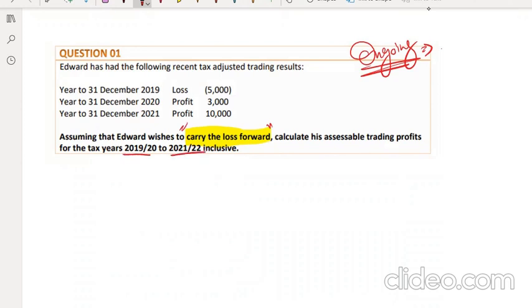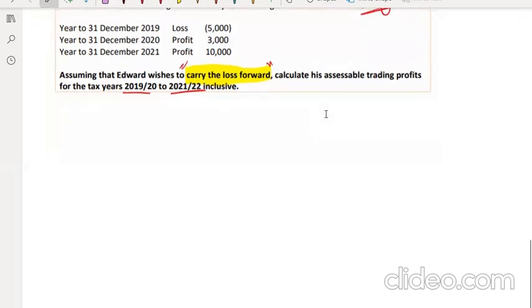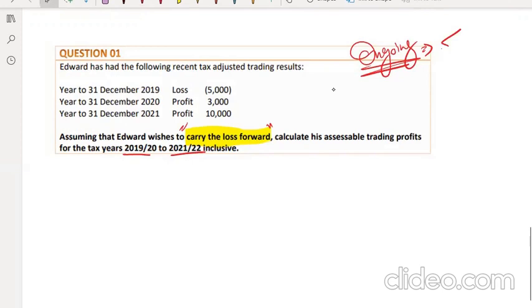Tell me, is it the first year of trade, second year of trade, last year of trade, or just a running business? It's a running business. Ongoing. Ongoing means copy paste, no rules, right?